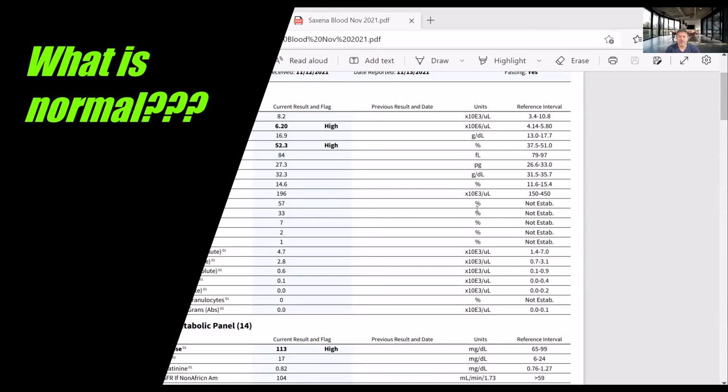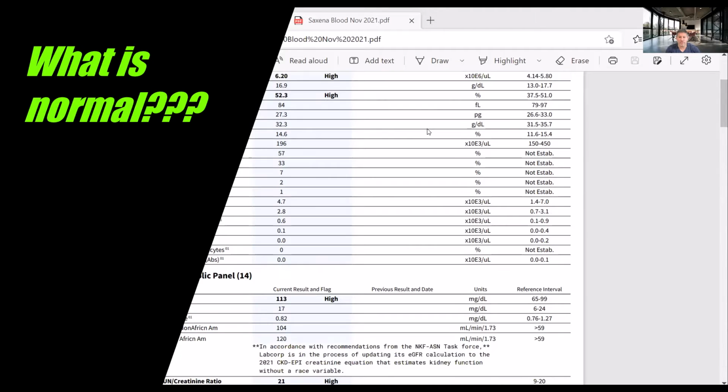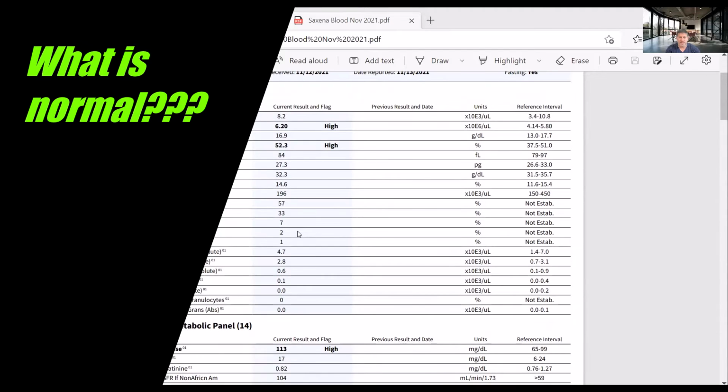Hey, it's Dr. Wonder. Hopefully you can see what I'm trying to do here. There should be a lab report up, and I'm trying to make sure that the person's name doesn't show up. What I want to go over today is, let me move this out of the way, just in case I'm doing it right, the reference intervals on a blood lab report.